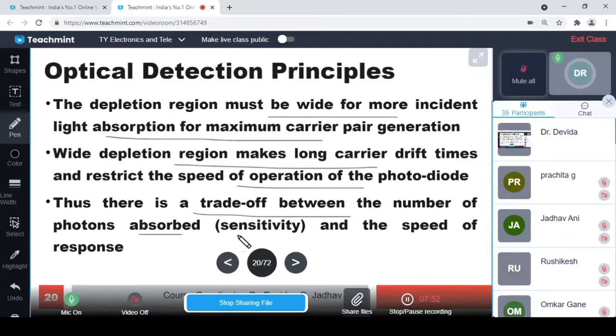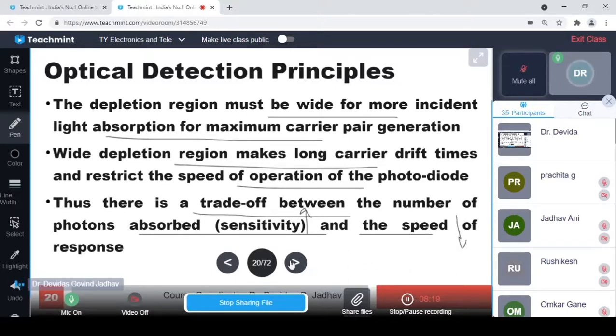If the speed of the response is to be increased, then we have to reduce the depletion width, and then sensitivity will decrease. If sensitivity is to be increased, then we need a wider depletion region, which reduces the speed of the response. So again there is a bandwidth trade-off, or sensitivity and speed of response trade-off.